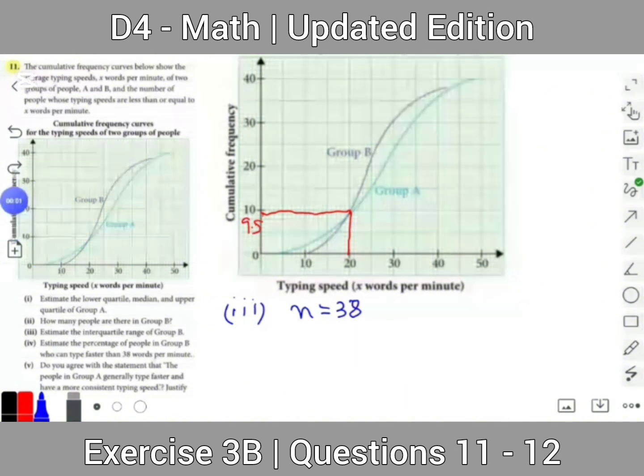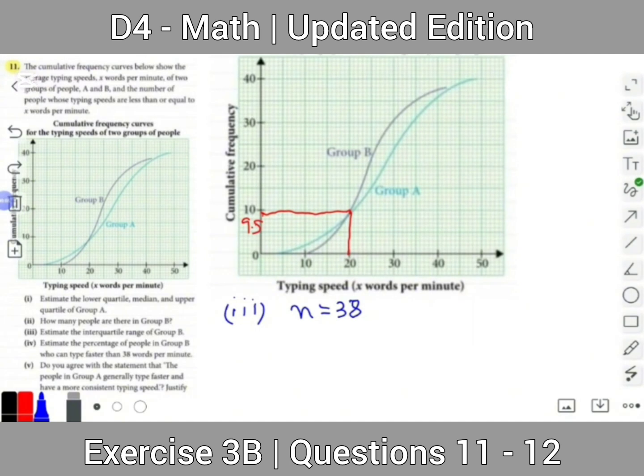Now to estimate the position of the upper quartile from the cumulative frequency curve representing group B, we will use 3 by 4 n, and it will be equal to 3 by 4 multiplied by 38, since n is equal to 38. Now here we have 3 multiplied by 9.5, and it will be equal to 28.5.